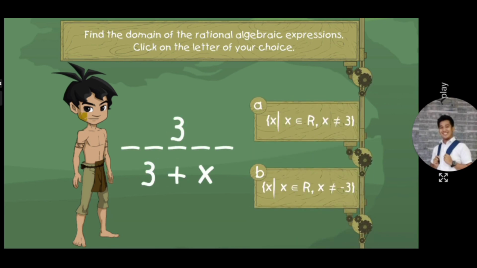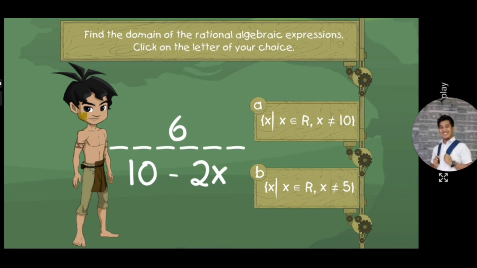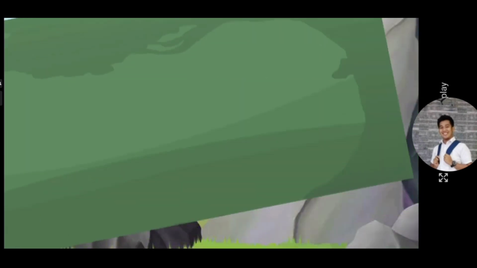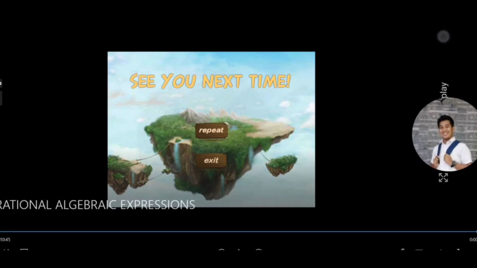This one, 3 or negative 3? Of course, letter B. Very good. Continue. 6 over 10 minus 2x. Very good. By the way, you can pause this while you are reading, so you have time to grasp the lesson more clearly.